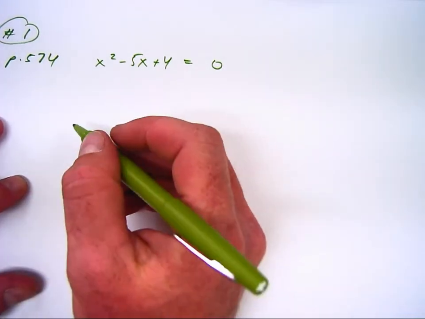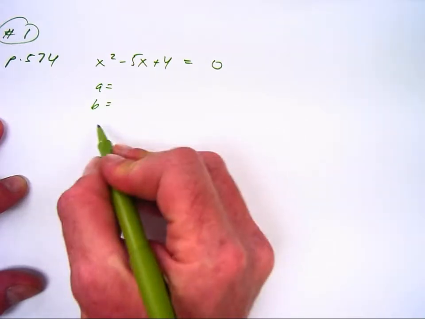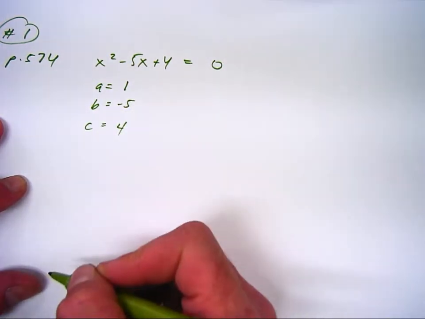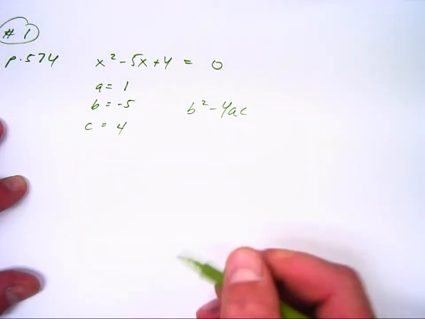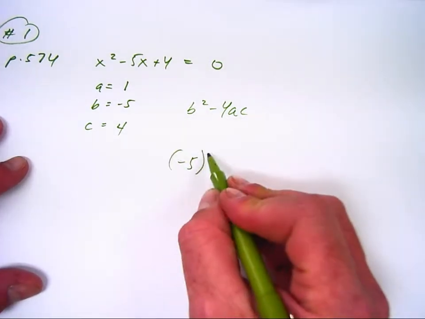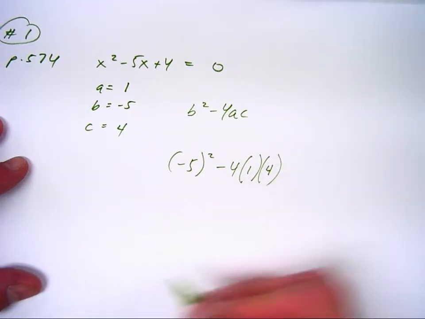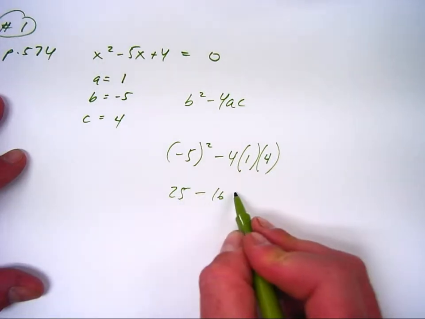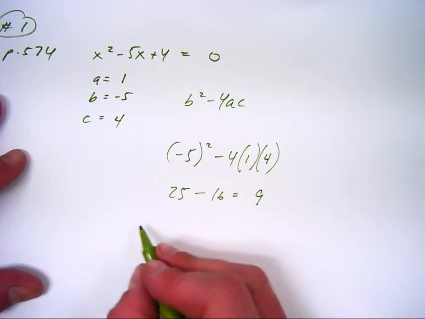So all we need to do to find the discriminant is to find a, b, and c like we always do. So a is 1, b is negative 5, c is 4. We just have to do b squared minus 4ac and see if that's positive, negative, or 0. So I'm going to plug in negative 5 for b minus 4 times 1 times 4 there. So I get 25 minus 16. That equals 9. Is 9 a positive number? It sure is.